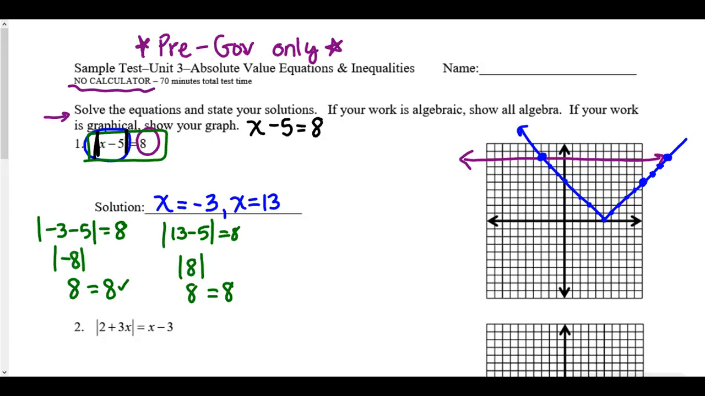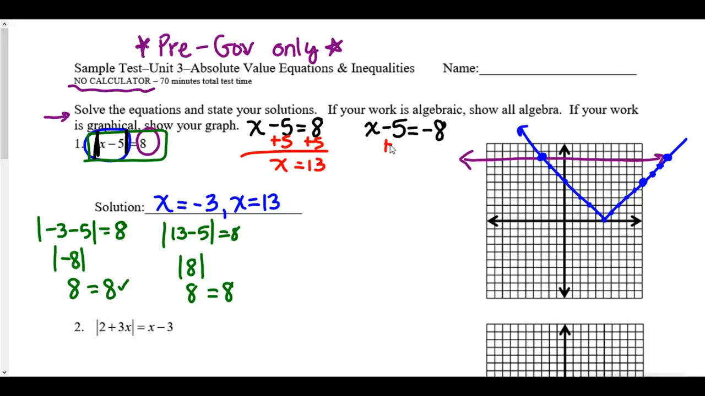I just dropped the absolute value symbols, but I don't have to do anything else. Then for my second equation, if x minus 5 were negative, it would have to equal -8. I'm taking the opposite of the right-hand side. Now I'm going to solve each of these equations. So I'd solve this equation by adding 5 to both sides, which gives me x equals 13.